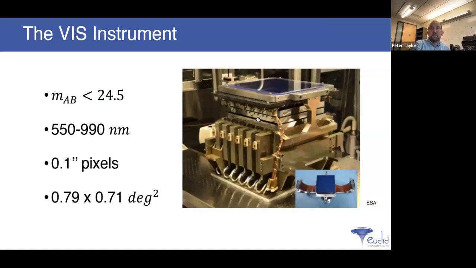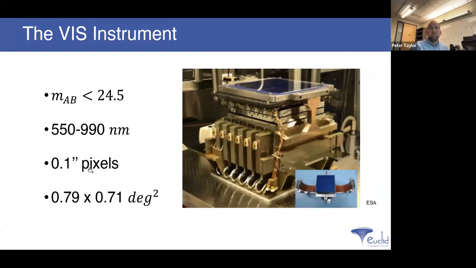So here on the right, I'm showing the VIS instrument. So there's the CCD array. You can see what one of these CCDs look like if you just look at the bottom of the image here. In our nominal survey, we're going to go incredibly deep, down to an AB magnitude of 24.5. And then VIS just has one really broad photometric band between 550 and 990 nanometers. So in VIS, our pixel size is about 0.1 arcsecond on a side per pixel.